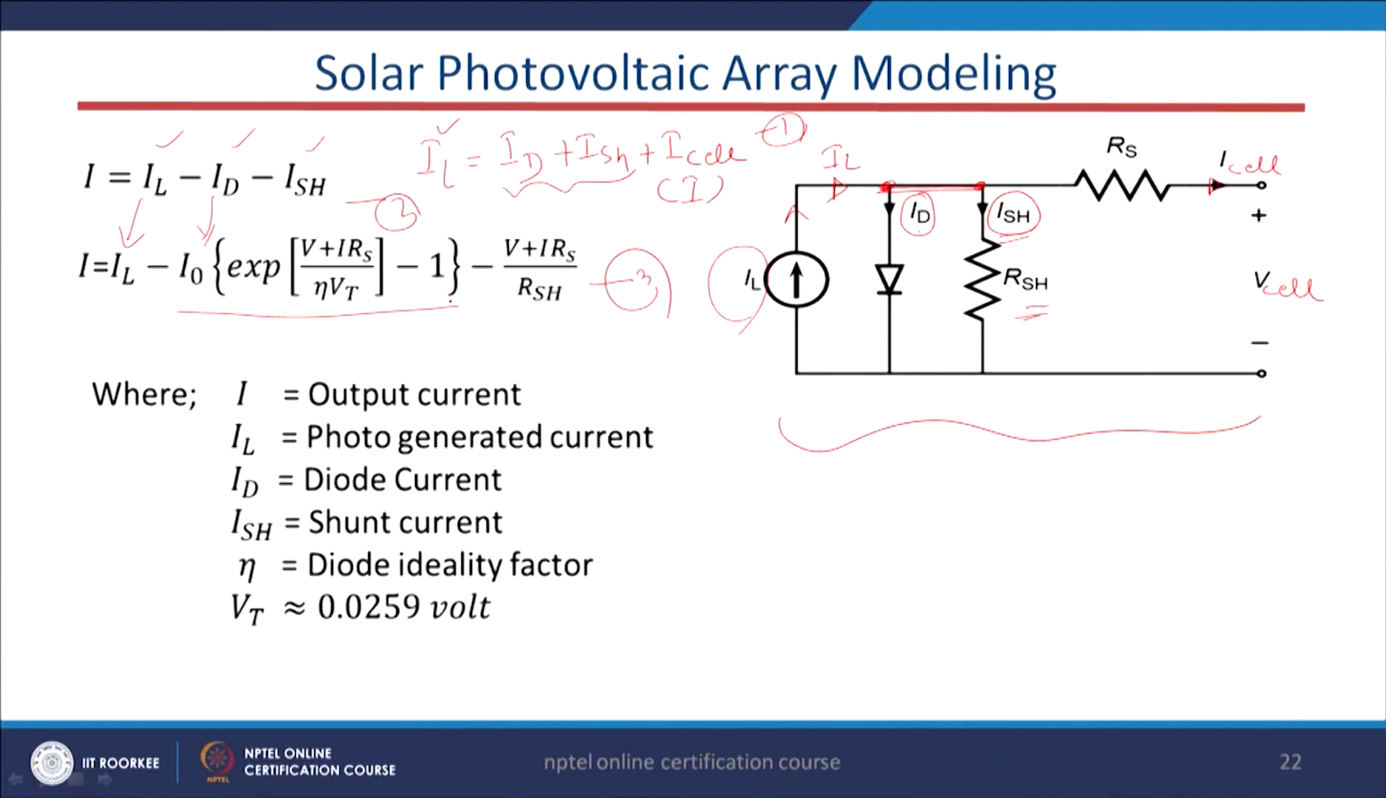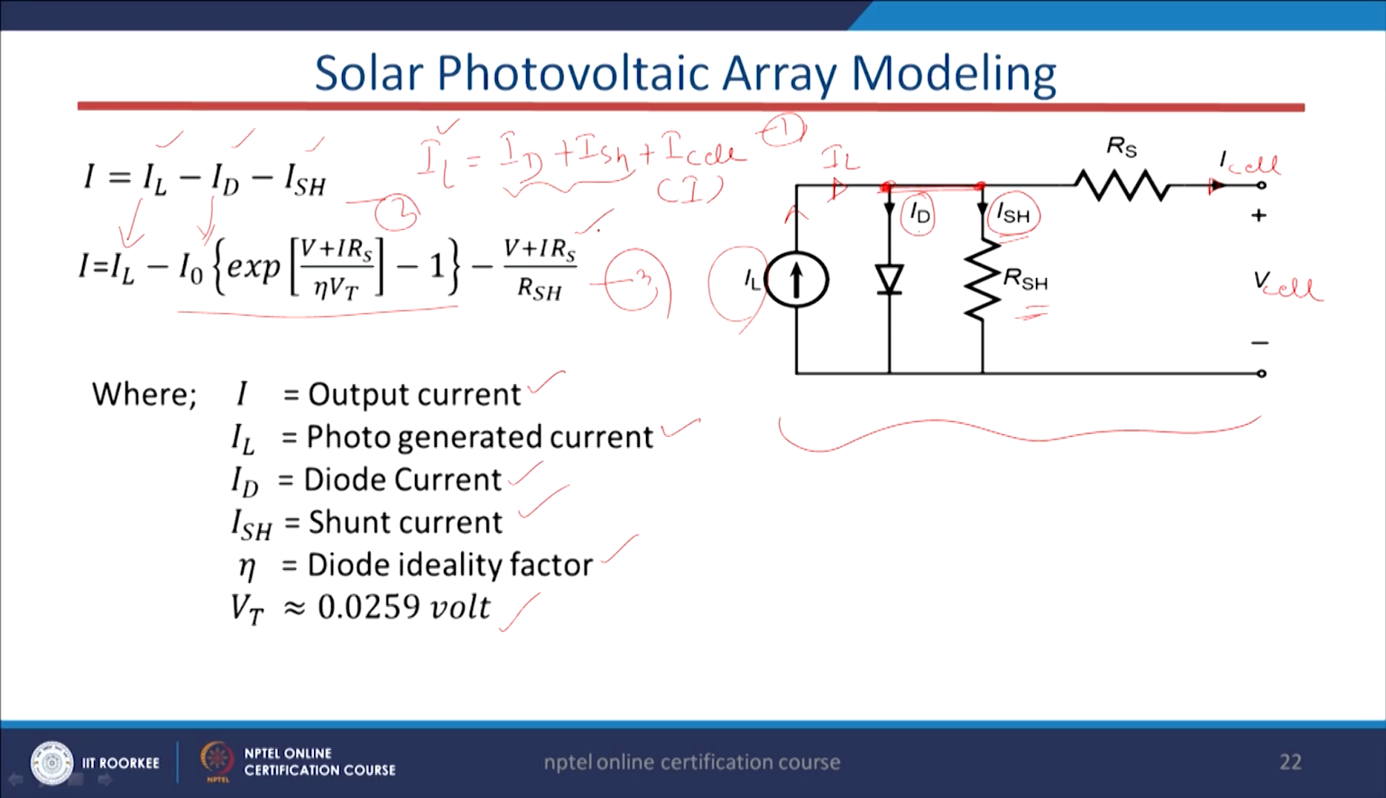Now, this diode current is like this: I naught into the exponential of V plus IRS divided by theta into Vt. So, that is how this is our output current, or we sometimes call it I cell, and this is your IL photo generated current, ID is the diode current and this is your shunt current, and theta is the diode ideality factor, and this Vt is basically the thermal voltage of the diode, in the range of 0.0259 volt.